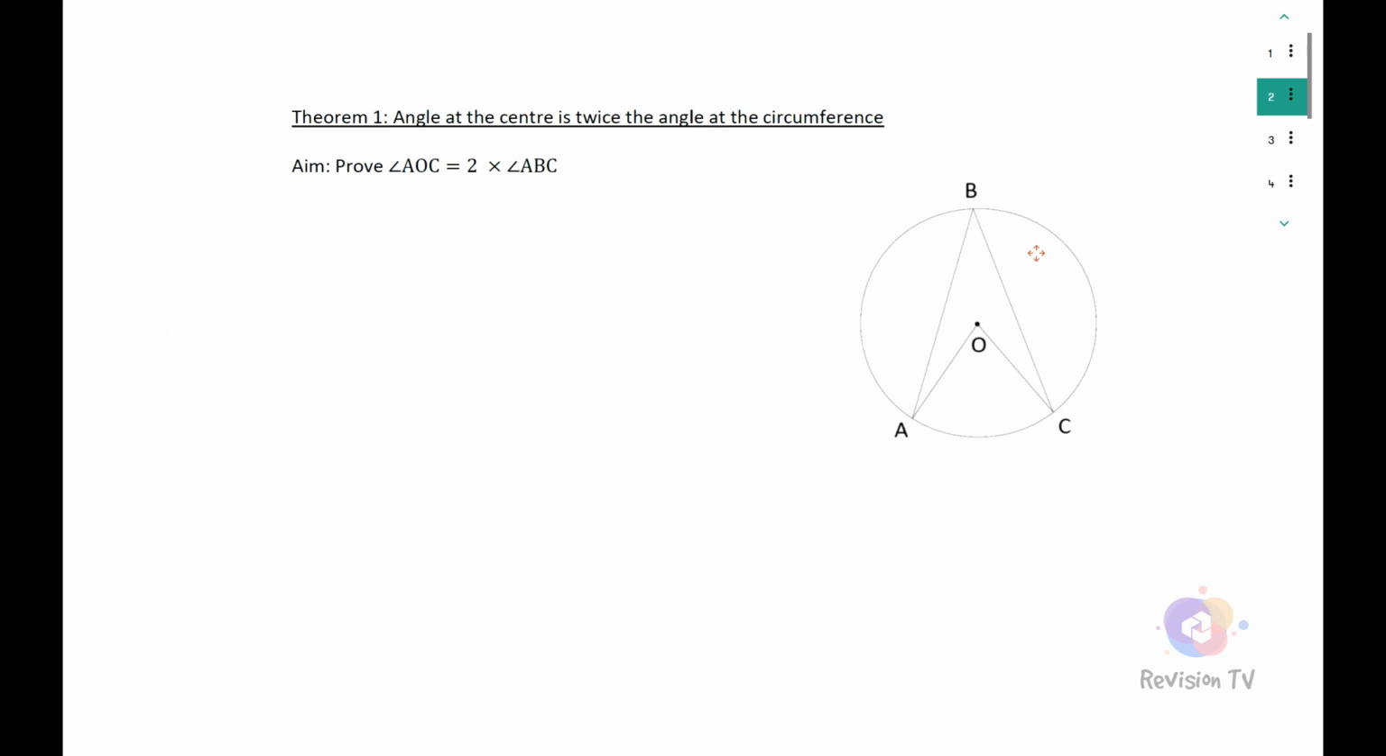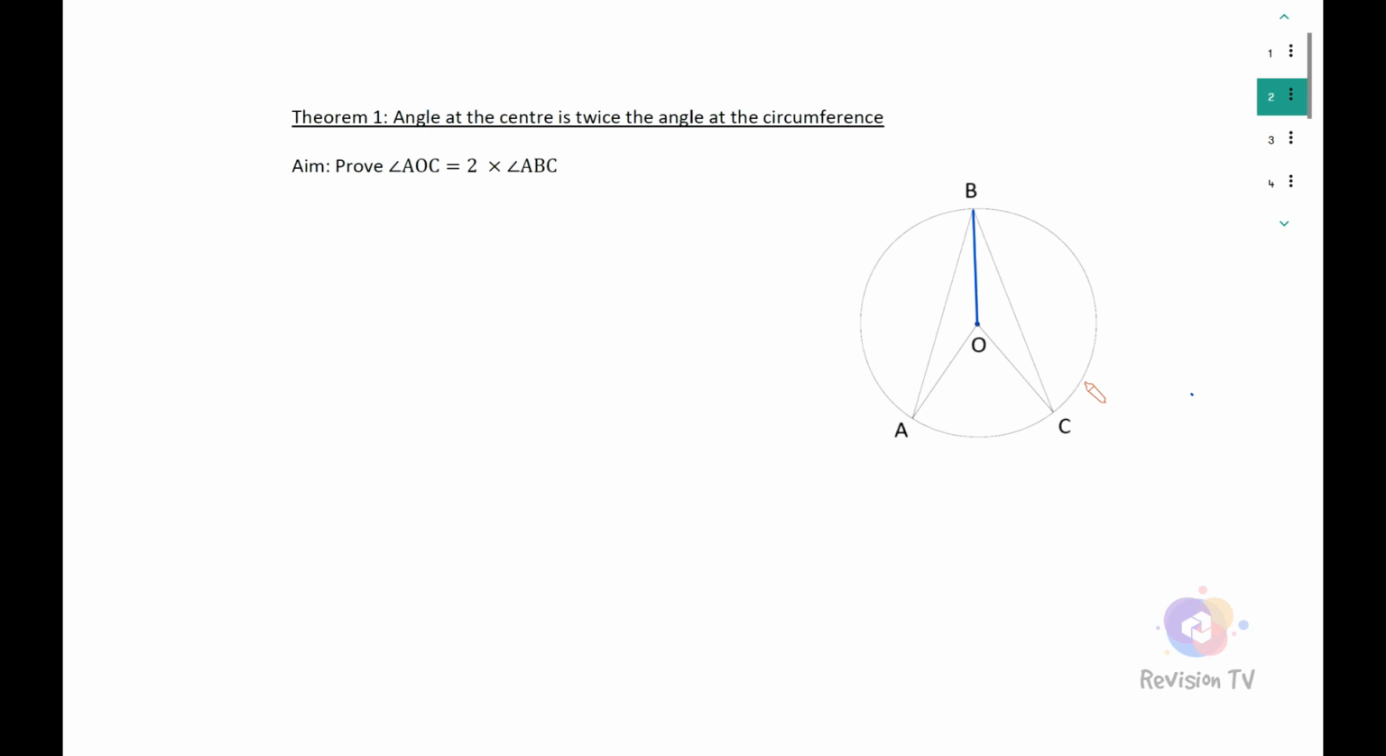So let's dive in. To begin with, the aim is to prove that angle AOC is double angle ABC. So we're trying to prove this angle is double that one. The first step is to use a ruler and join up point O to B. So we're going to split the arrowhead into 2 triangles: one is AOB and one is OBC.